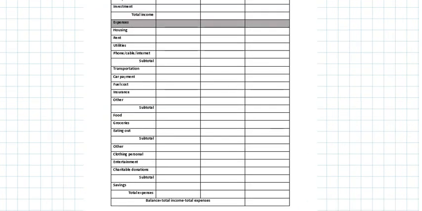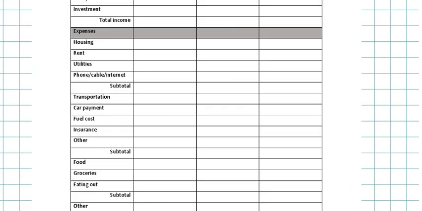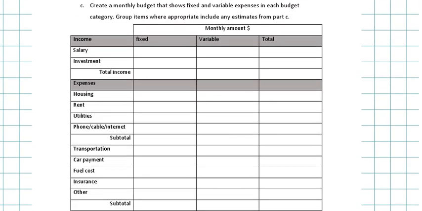So we're gonna start with the salary. Is her salary fixed? Yes. And then how much is it? 3,000. So that goes under fixed. And then her salary is fixed.